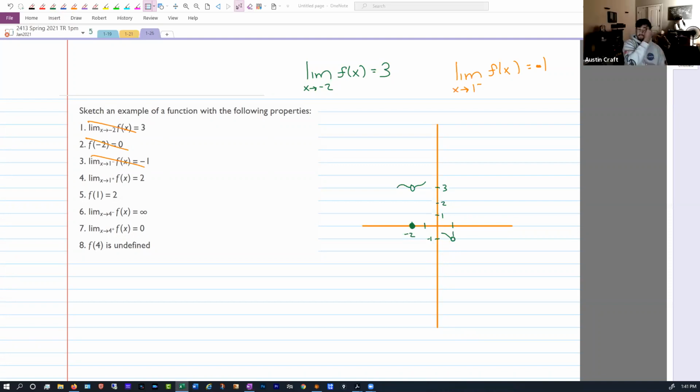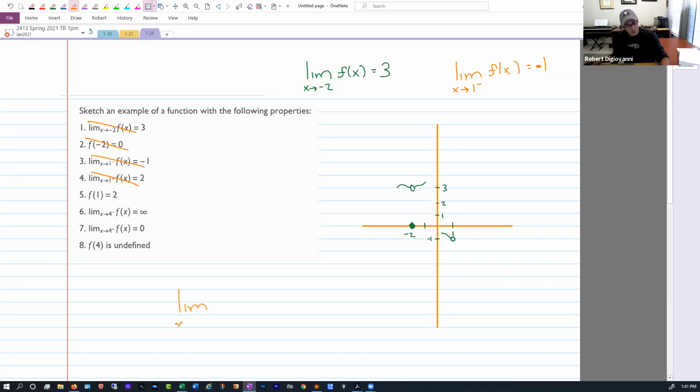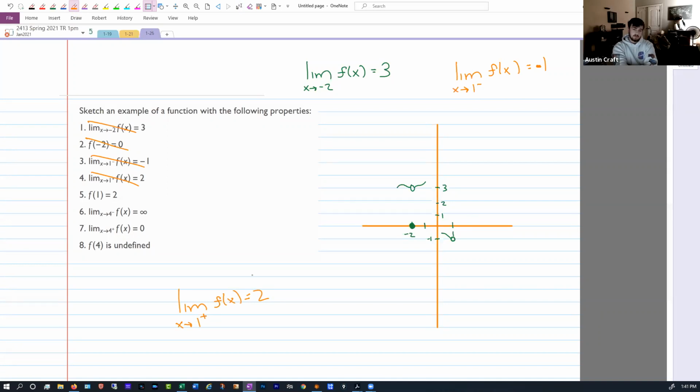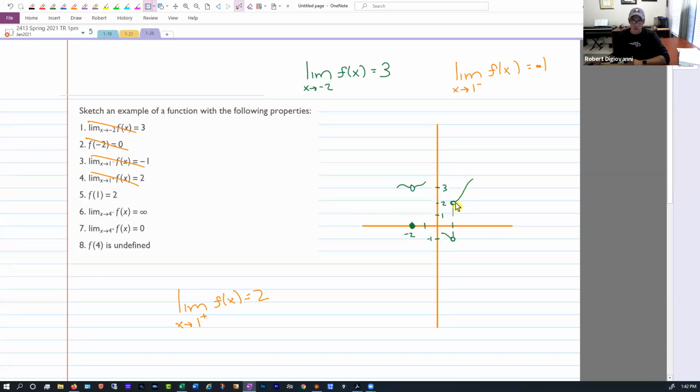You get condition 4, which is limit as x approaches 1 from the right of f of x equals 2. So as we come in from the right side towards 1, we're going to be approaching 2. How about we go up to 2, draw a dot or open circle here, and then just come in with anything from the right? So as I come in from the right, I am approaching 2.